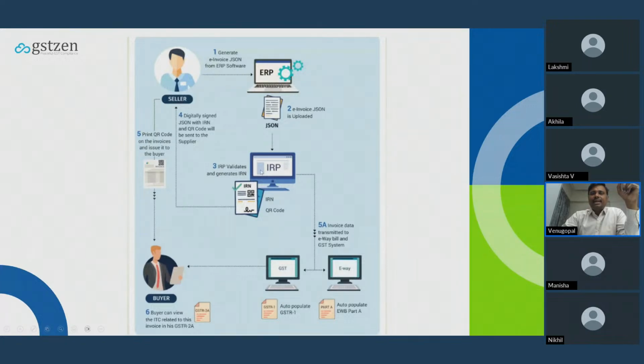While IRP sends the same data to the seller, it would also send it to 2 other government portals, which is GSTN for GSTR1 update, and the e-way bill portal for generating the e-way bill. When we say e-way bill, it is part A of the e-way bill. With this data, if you're also transmitting the vehicle details, part B will also get updated and the e-way bill gets generated. And this happens in real time, in a fraction of a second.